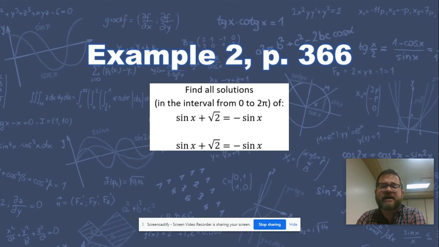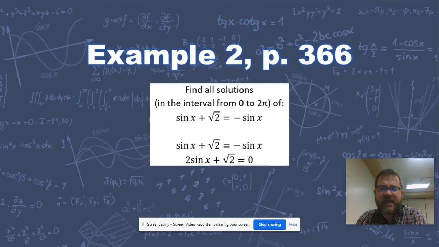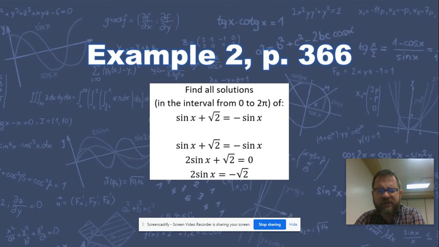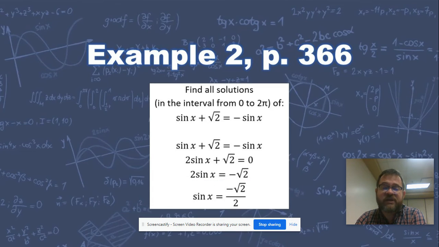So let's pull that sine x over to the other side. And sine x plus sine x is just 2 sine x. Leaves a 0 over there on the right-hand side. And let's pull that square root of 2 over to the other side. That's just algebra again. We're just adding negative square root of 2 to both sides of the equation. So now we have 2 sine x equals negative the square root of 2. All right, we're pretty close. Now we can just divide by 2 on both sides, and we have that the sine of x is equal to negative the square root of 2 over 2. Okay, that looks like we're getting pretty close to the answer.